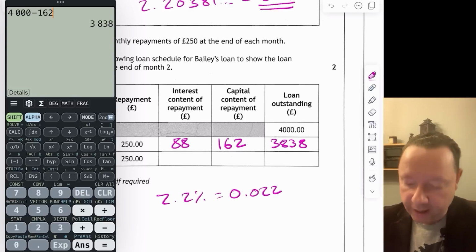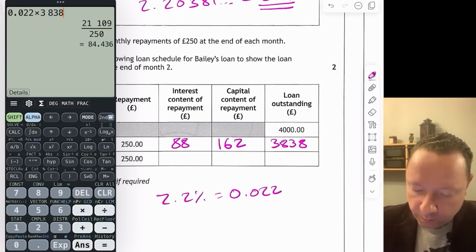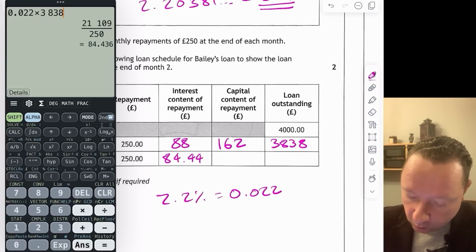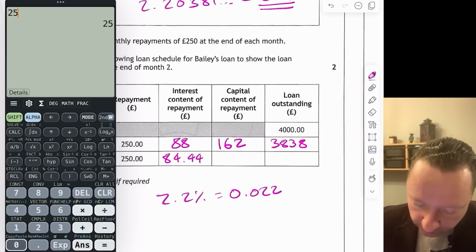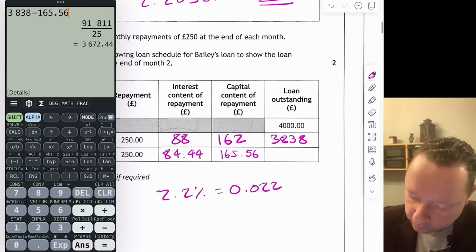And then we start again. So we want the interest, so it's 0.022 times 3838, 84.436, so 84.44. And then we want the capital, 250 minus 84.44 is 165.56. And then the loan outstanding, 3838 minus 165.56, 3672.44.